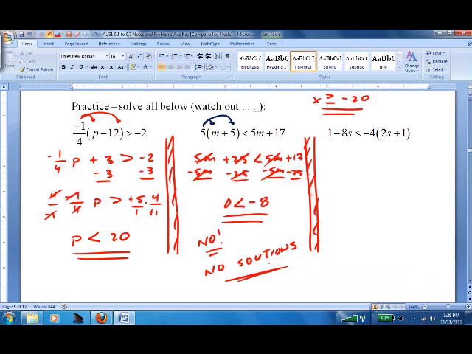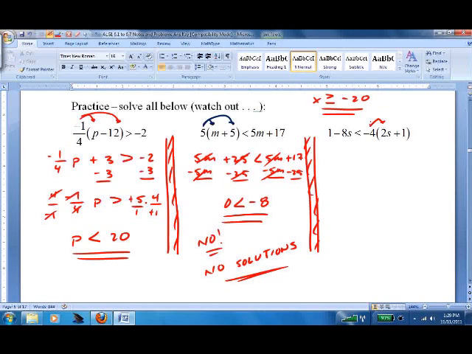You have to stop and be a little bit intelligent here and say, is that possible? Is 0 less than negative 8? No, it's not, so there's no solutions. If we had 0 less than 2, we would say, yes, that's correct, all solutions.